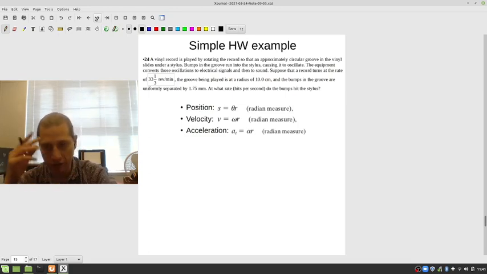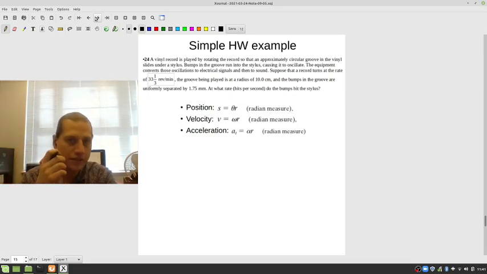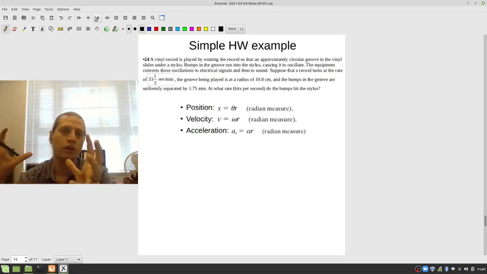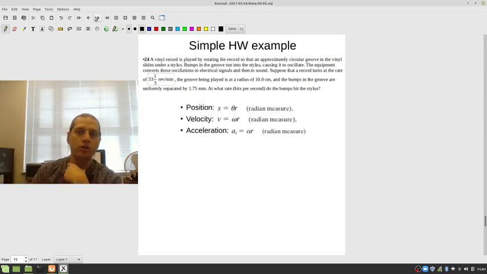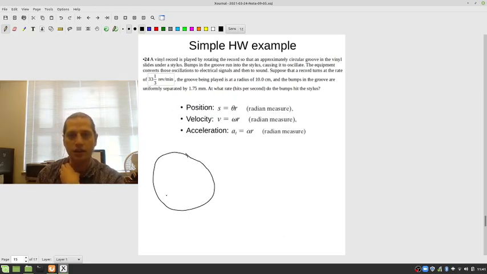Okay, so to round out this video, I'm going to do two examples trying to translate between these two ways of talking, going around circles and moving in a line. So here's an example. A vinyl record is played by rotating the record so that an approximately circular groove in the vinyl slides under the stylus. Bumps in the groove run into the stylus, causing it to oscillate. The equipment converts these oscillations to electrical signals and then to sound.